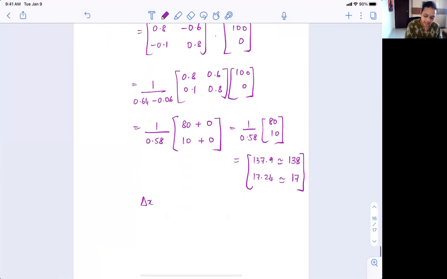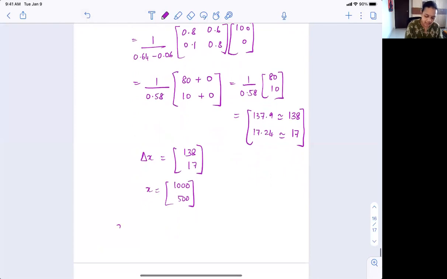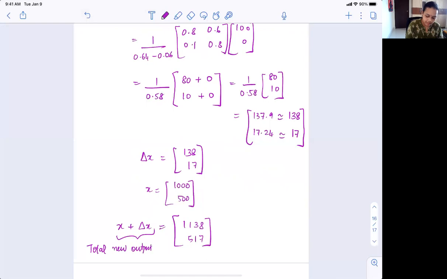So if delta X is 138 and 17, and X is actually given by 1,000 and 500, we want to find the total new output vector, which is just X plus delta X, which gives you 1,138 and 517. So given the change in your demand vector, we have now been able to compute the change in the total output. And this is the total new output. This is the change.